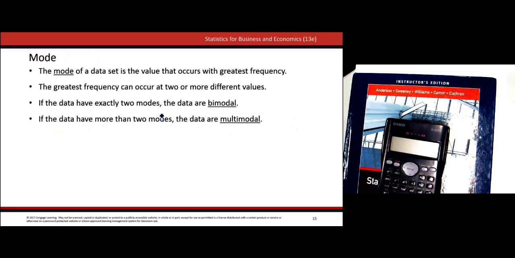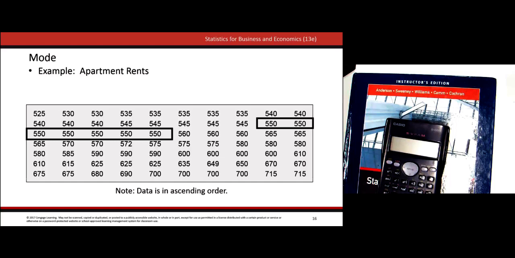What is mode? Mode is the value with greatest frequency. You can have more than one mode in a data set. For example, here, mode is 550. So if we look at it, 525 only occurs one time, 530 occurs two times, 535 five times, 545 times, but 550 occurs 7 times, and we don't have any other value that occurs 7 times. So we only have one mode, which is 550. 550 occurs 7 times.